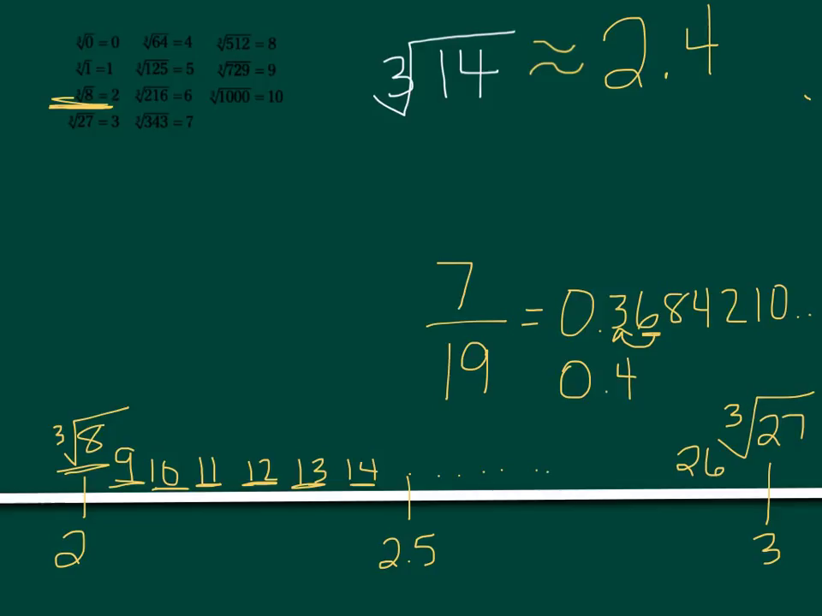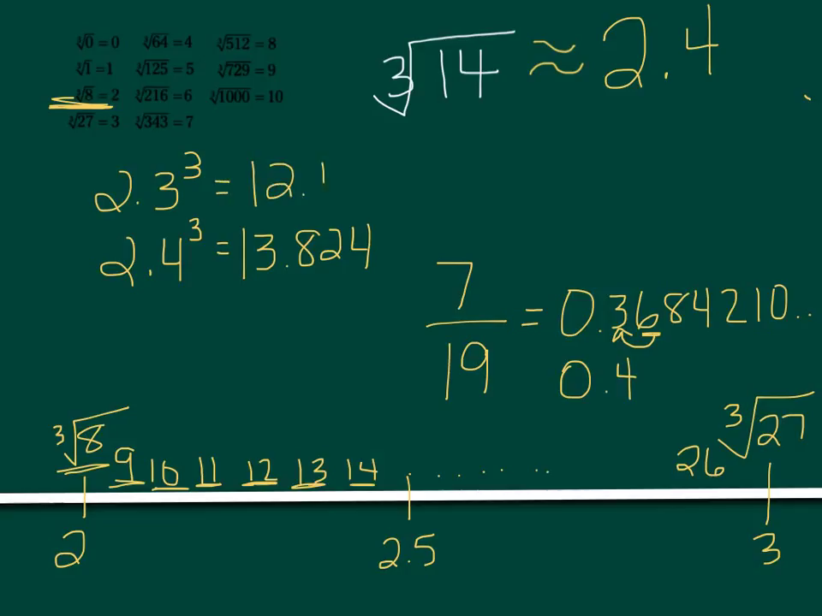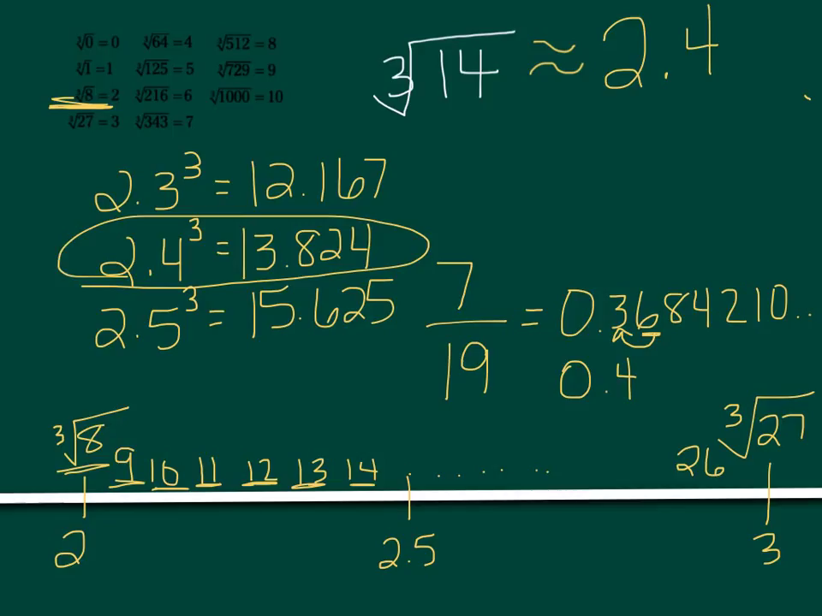We can check that by cubing the number. We're going to cube the number this time because it's a cube root. So 2.4 cubed is 13.824, which is pretty close to 14. Now let's check all of our answers here. 2.3 cubed is 12.167, so that's a little farther away. 2.4 is still the closest. If we do 2.5 cubed, we get 15.625, and that's quite a bit farther. So definitely 2.4 is the closest that we can get with our estimate.